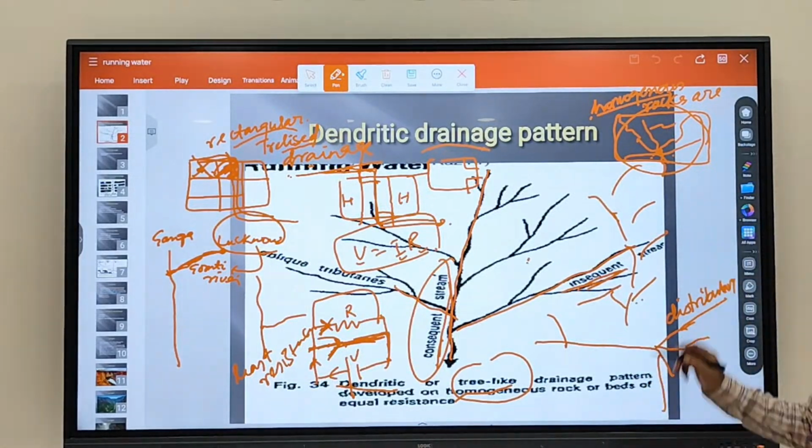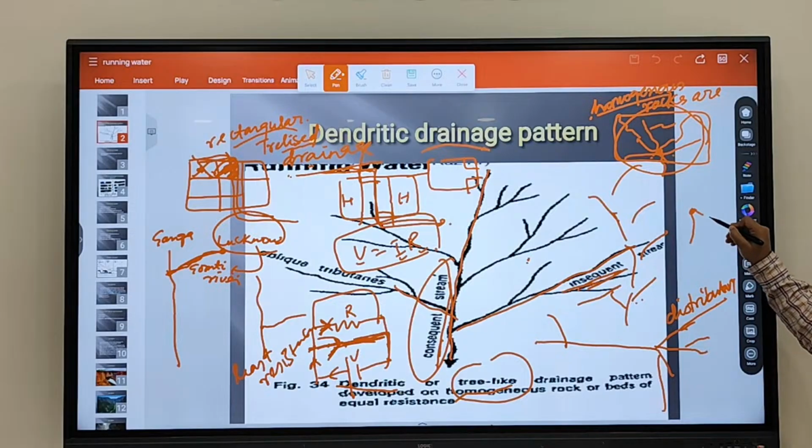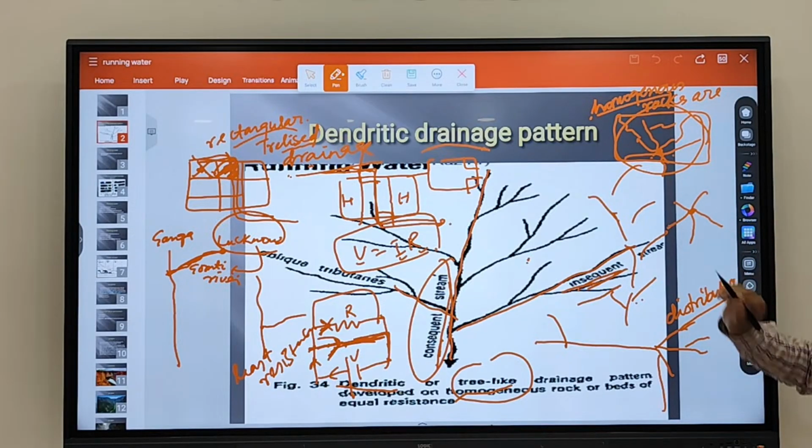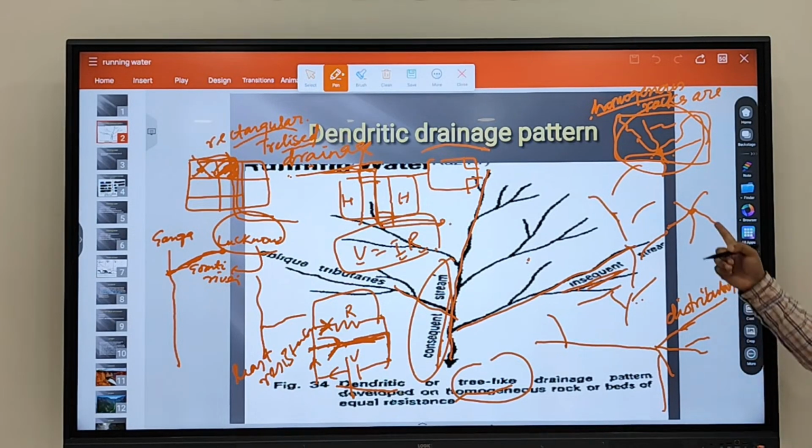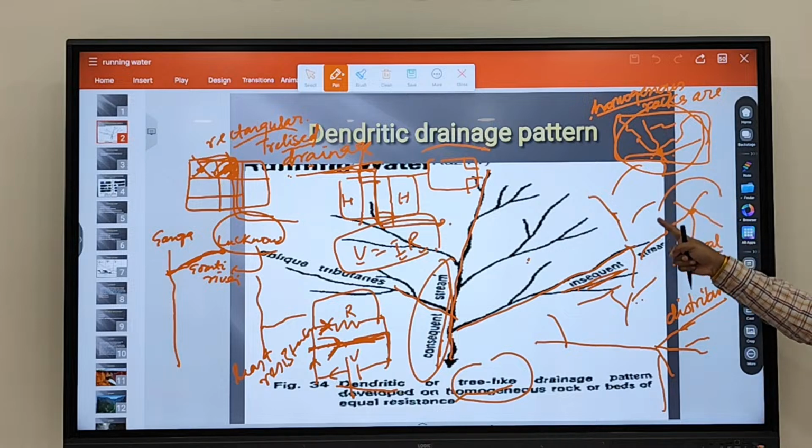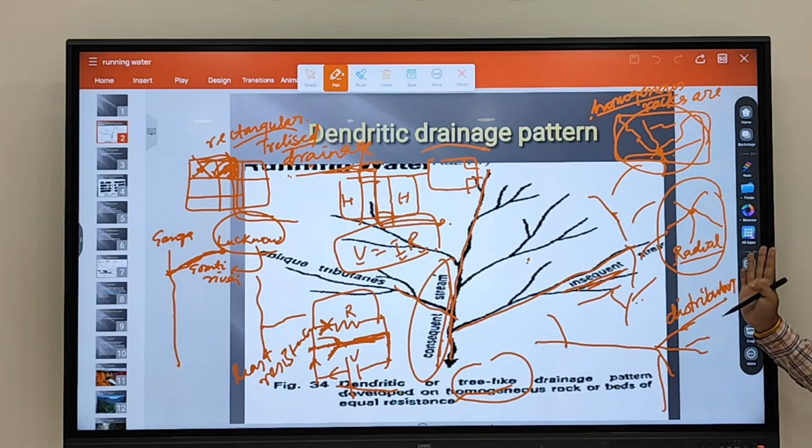Let's say from one point, if many rivers are originating, then it will be called a radial drainage pattern. Clear? So from one point, if many streams are originating, such a drainage pattern is referred to as a radial drainage pattern. That is also one type of drainage pattern. We'll take this up later.